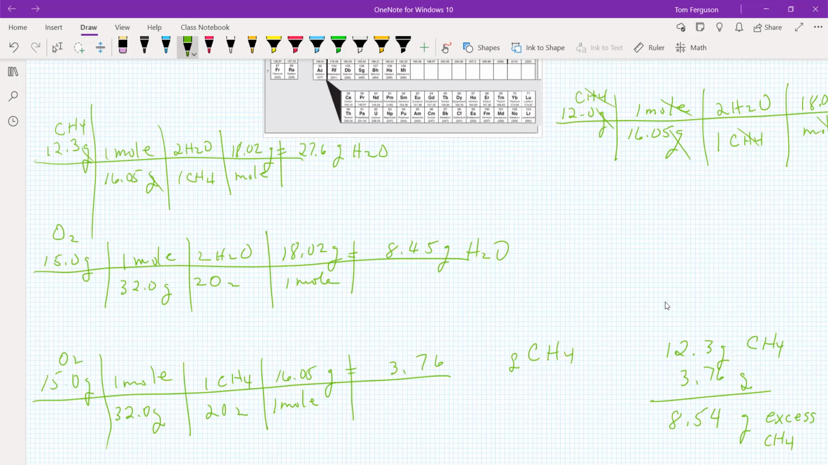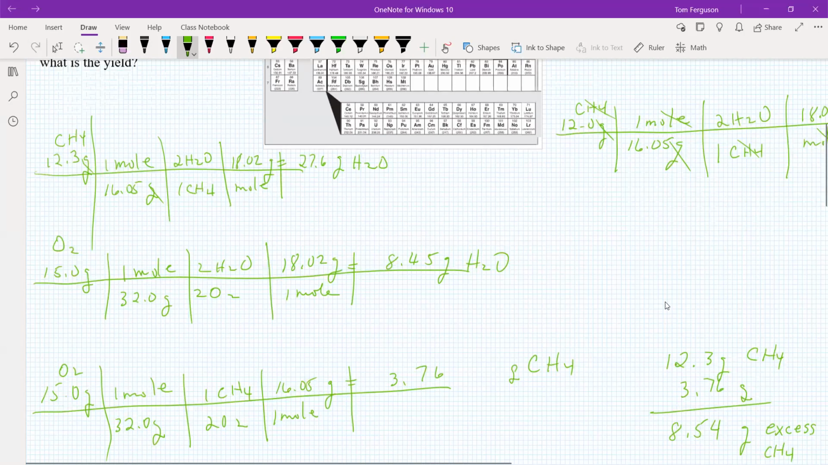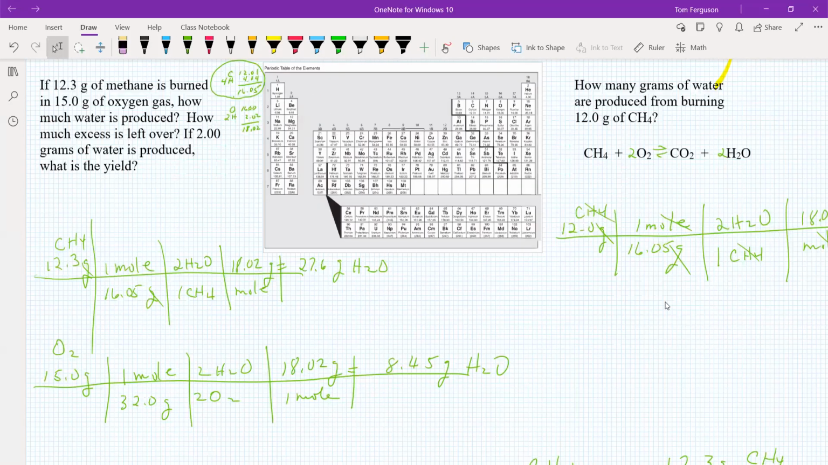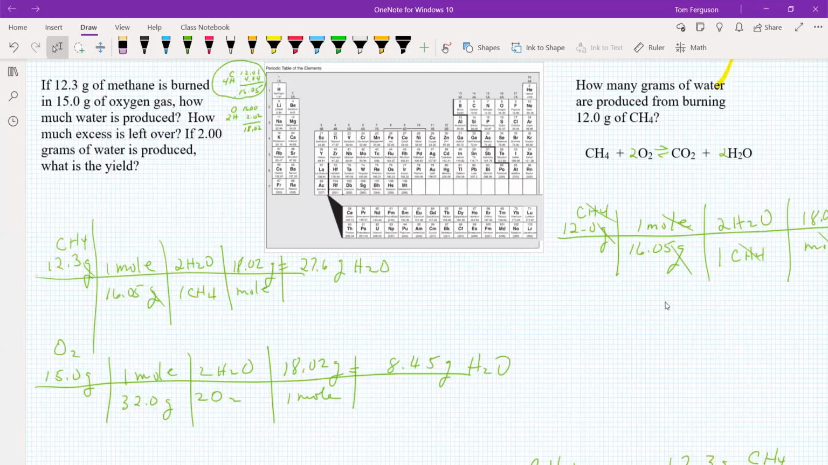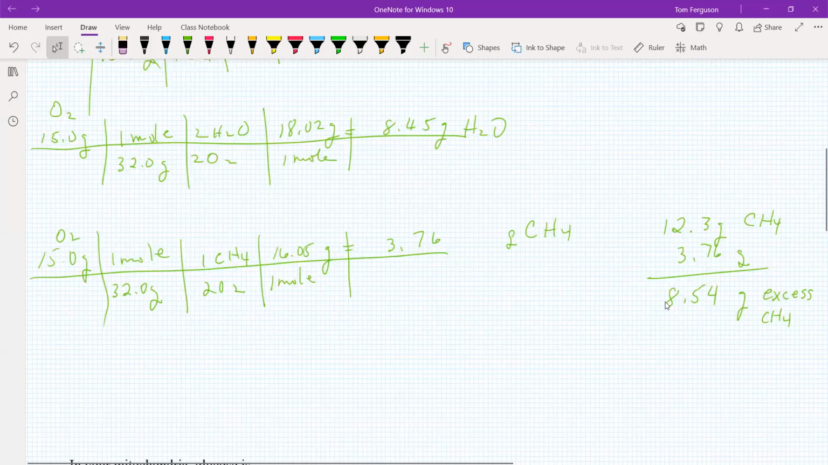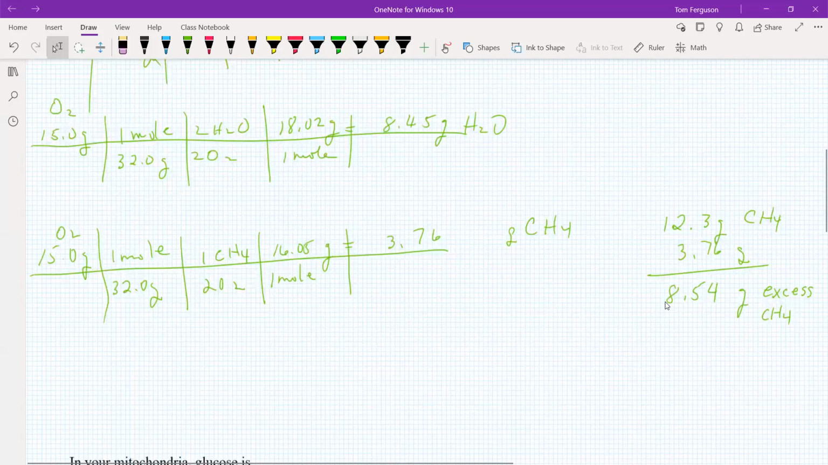Okay, and then there's one little tidbit left over. I said if 2 grams of water is produced, what's the yield? That's just a simple percent calculation. So we made 8.45 grams of water. Theoretically, the theoretical part comes from the calculations, not the actual lab.